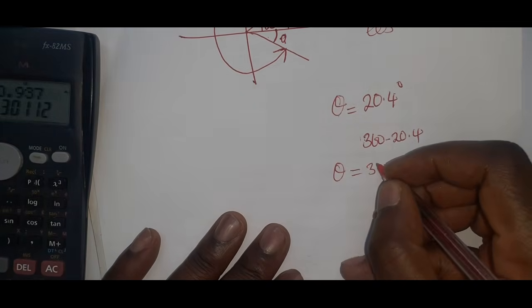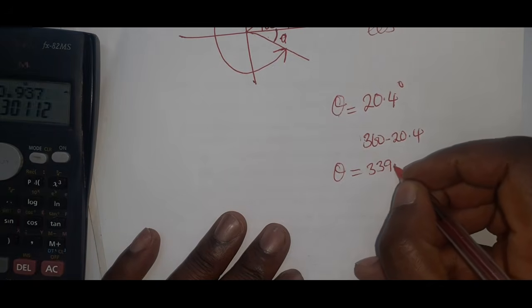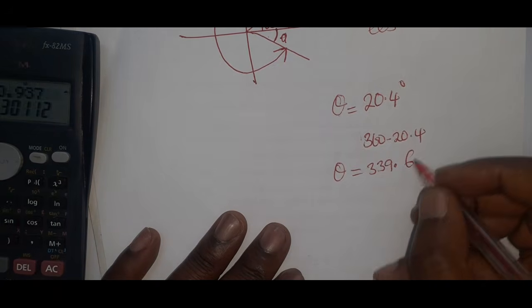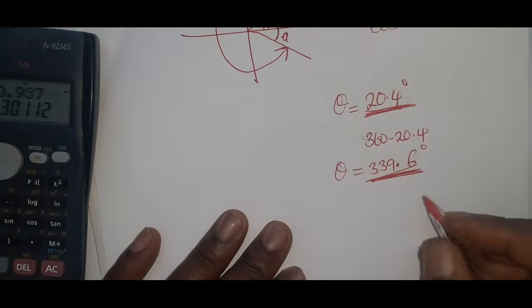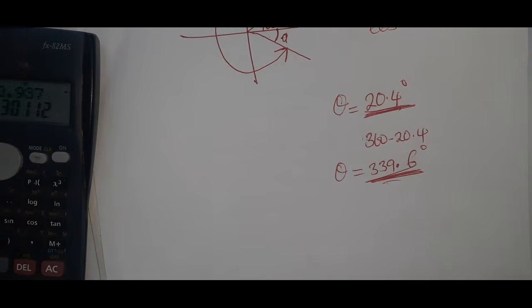So this will be 339.6. So the values of theta are these two. These are the answers that we want. Okay? These are the answers that we want.